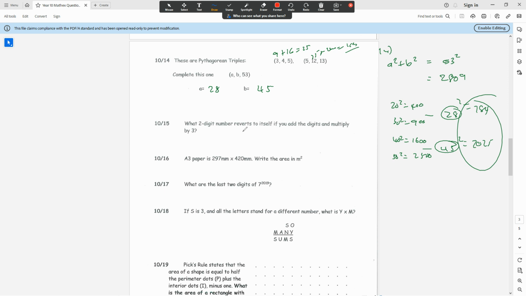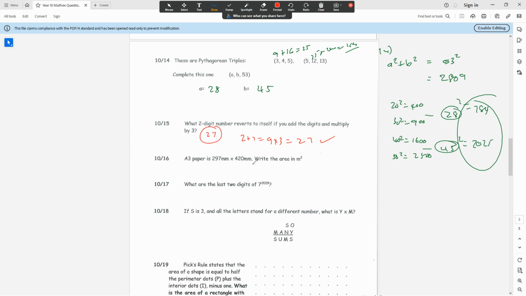The next one, what two-digit number reverts to itself if you add the digits and multiply by 3? So 27 goes 2 plus 7 equals 9, right? And if you add the digits and multiply by 3, so we add the digits and then we multiply by 3, it goes back to 27. So 27.